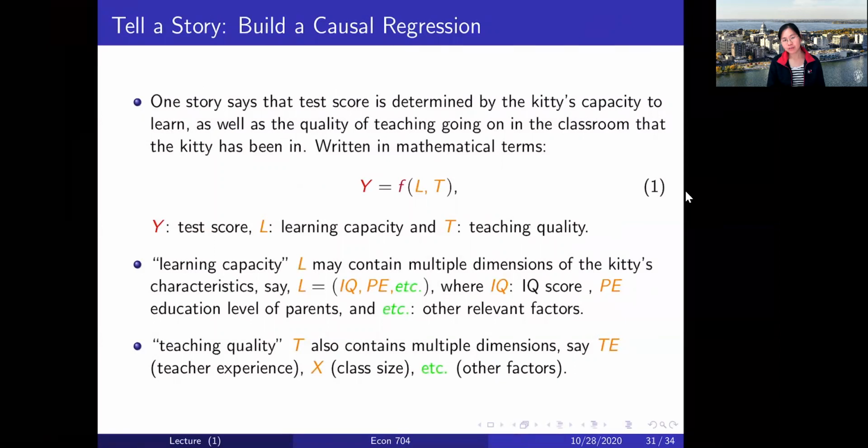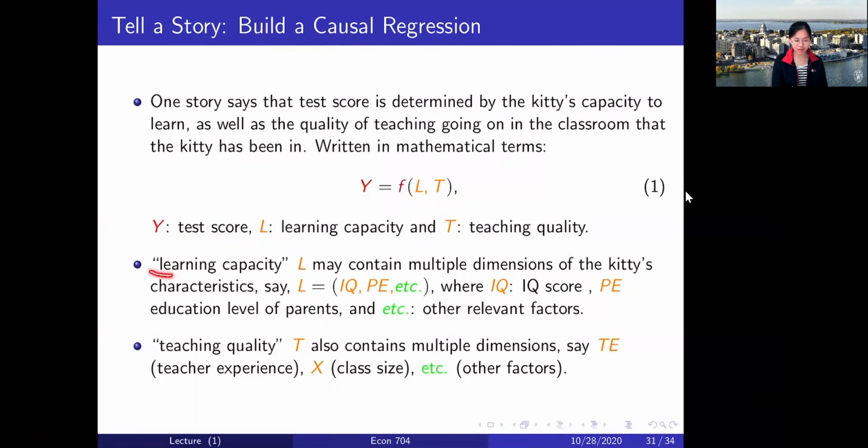Now let's try to tell a story to build a causal model. One story says that test score is determined by the kitty's capacity to learn, as well as the quality of teaching. So both the learning and the teaching. So written in mathematical terms, you can write the test performance, which is Y, the test score, as a function of the learning capacity and the teaching quality, so L and T. Now, of course, there is the measurement issue. How do you measure learning capacity and how do you measure teaching quality?